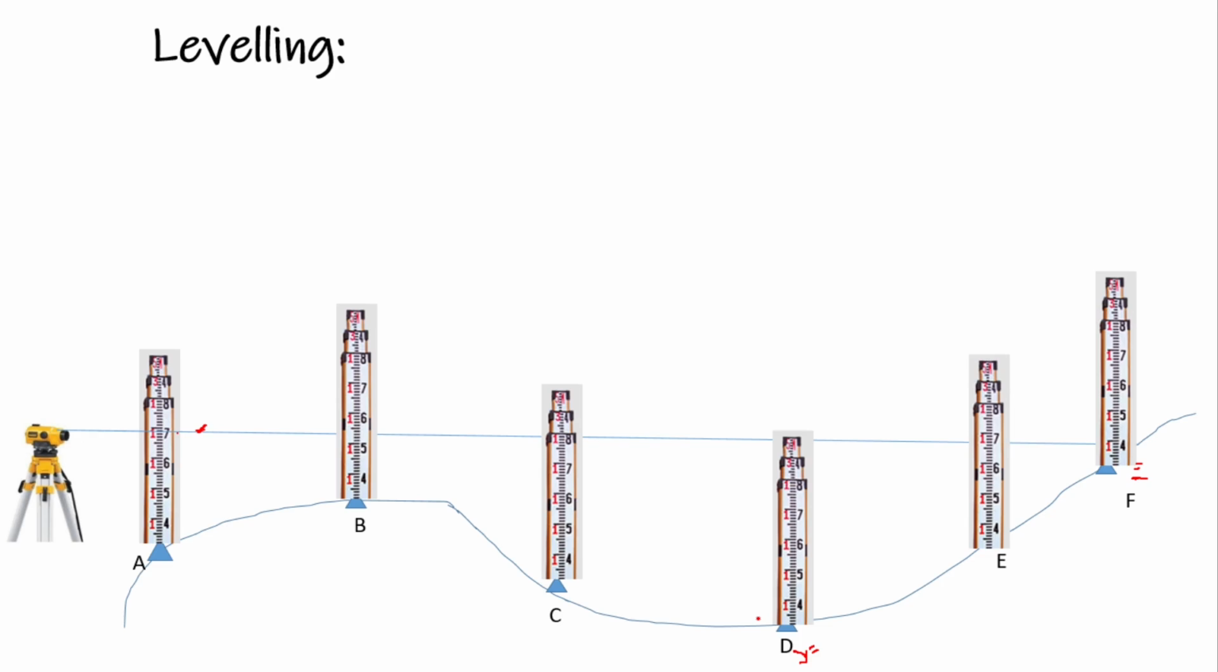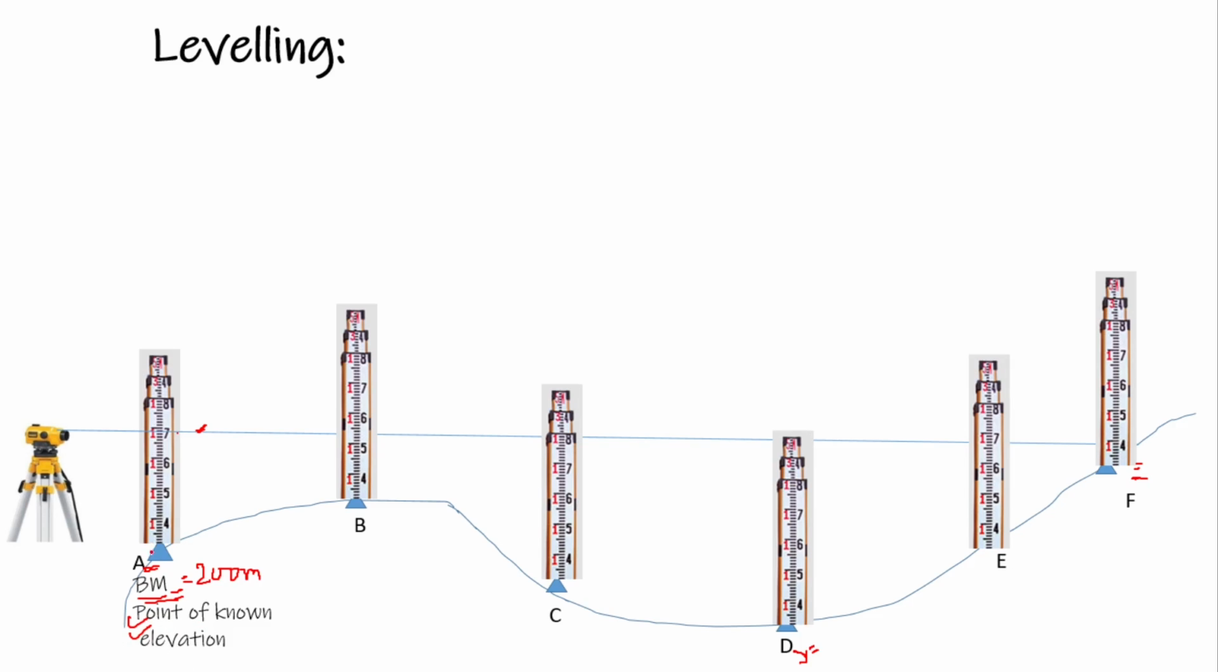Among all these stations, there will be one point whose elevation is known. Suppose we know the elevation of A. Then we will say it is a benchmark. A benchmark is a point of known elevation. Suppose the elevation of A is known, say 200. Then it will be our benchmark. And what is a benchmark? A benchmark is a point of known elevation.